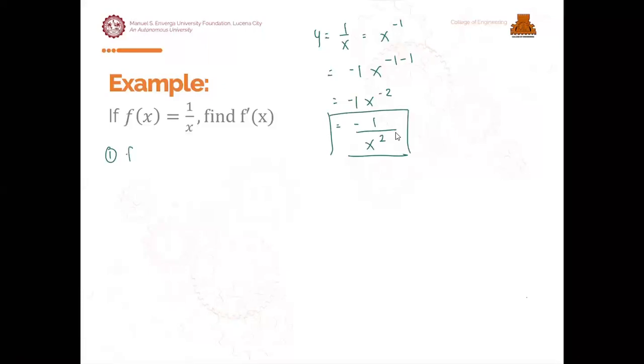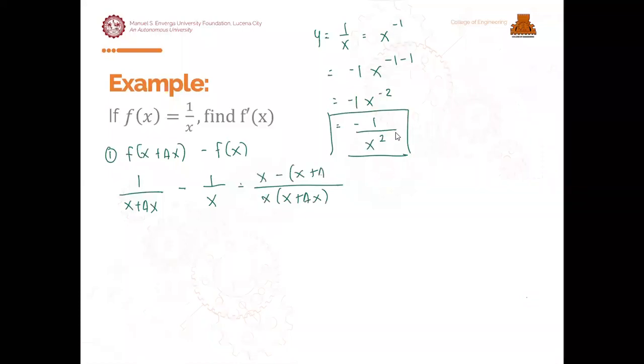Okay? So, f of x plus delta x minus f of x. So, we have 1 over x plus delta x minus 1 over x. Then, para makombine yan, we have x plus delta x. So, meron tayo ditong x minus x plus delta x. And we simplify. We have x minus x minus delta x all over x times x plus delta x. So, magiging 0 na to. So, we have negative delta x all over x times x plus delta x.